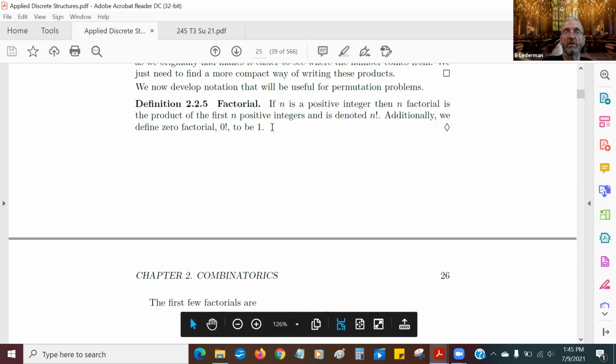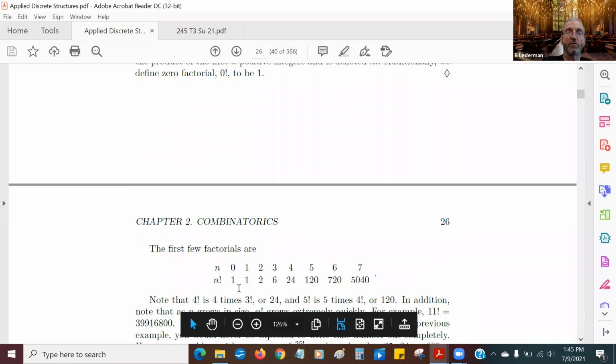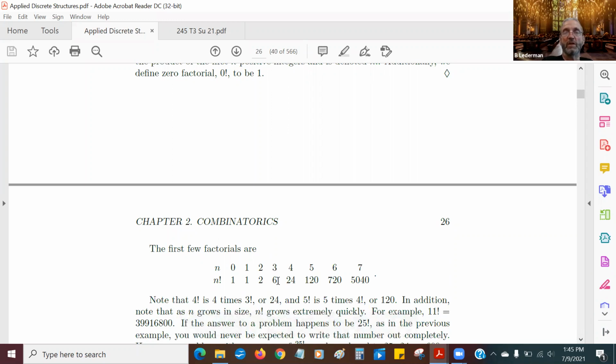This is what we call factorial, and we use an exclamation point as the symbol. So 0 factorial is 1, by definition. 1 factorial is 1, 2 factorial is 2, 3 factorial is 3 times 2 times 1, 4 factorial is 4 times 3 times 2 times 1, and so on and so forth. Notice this grows very quickly. They say that's why the exclamation point is used. Like, whoa, this thing gets really big really fast. 8 factorial is already like 40,000 or something.